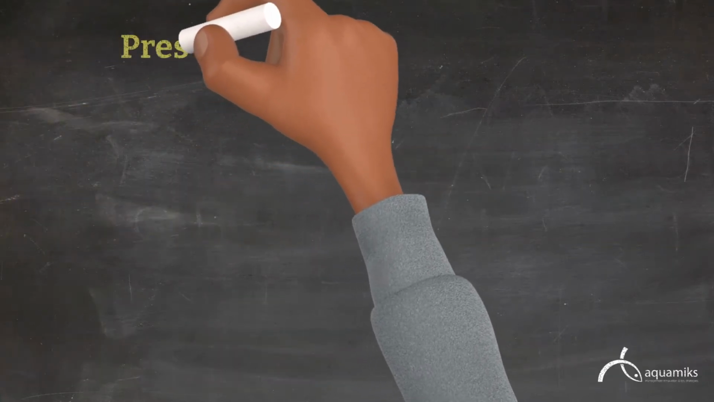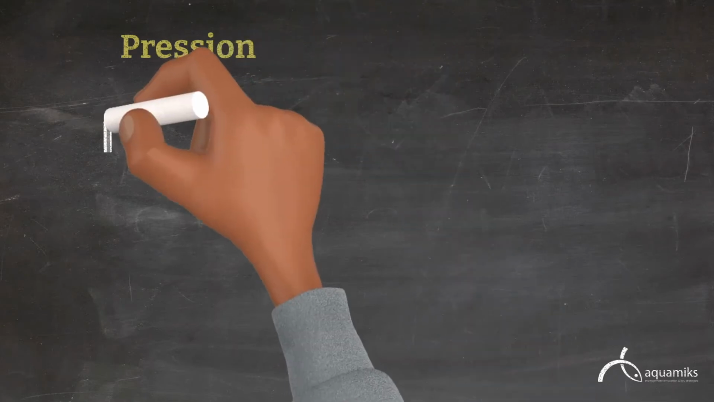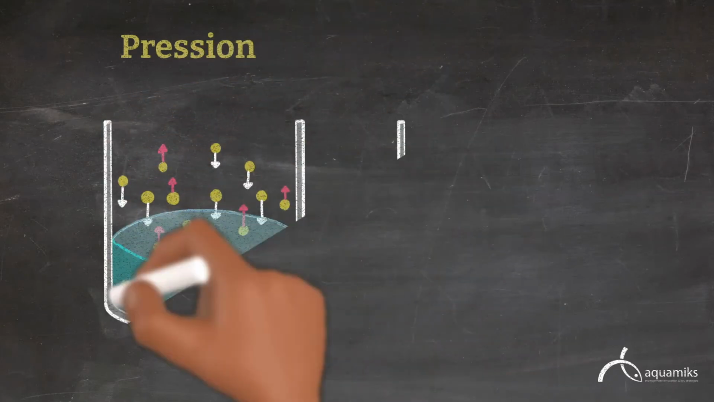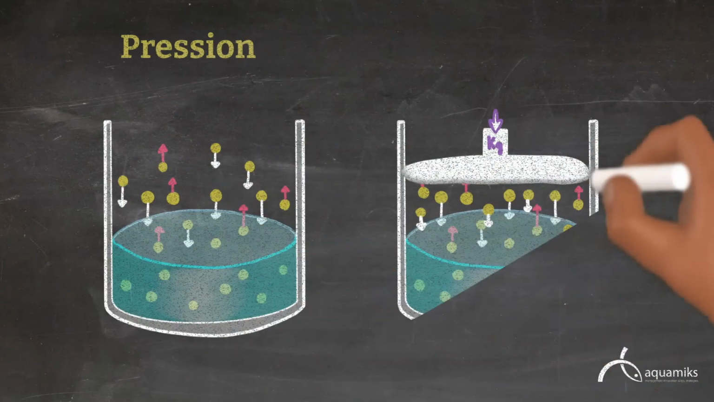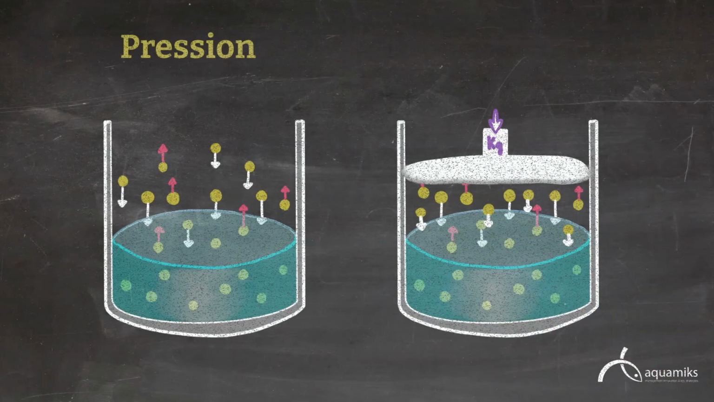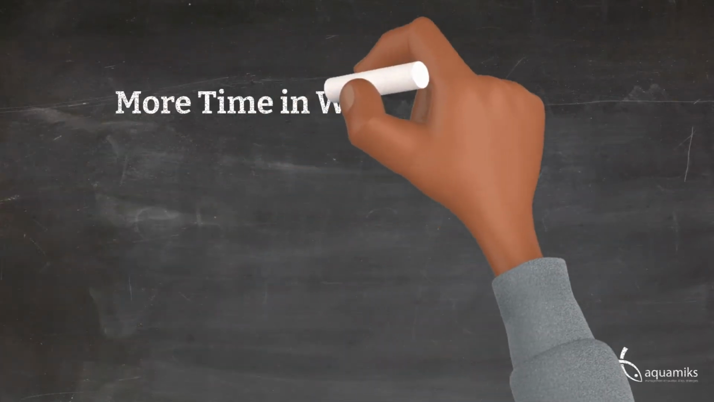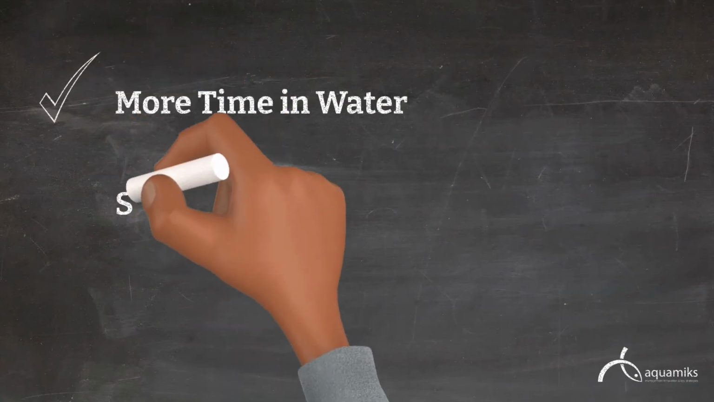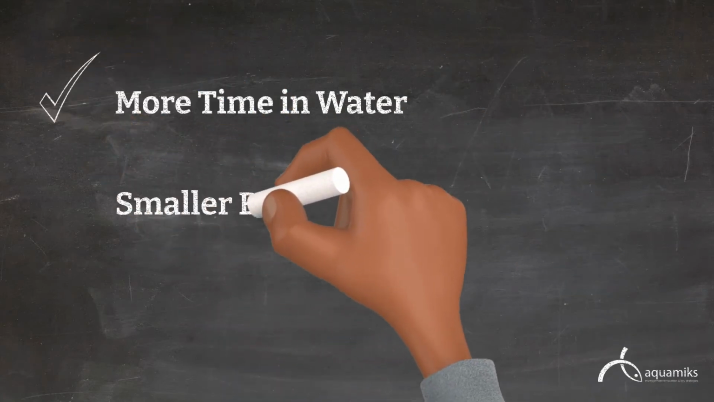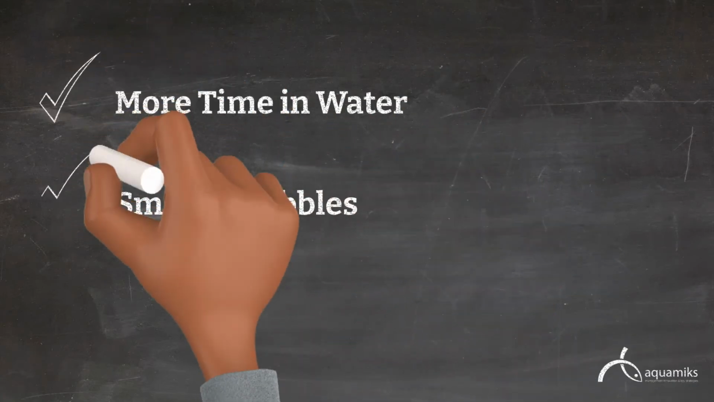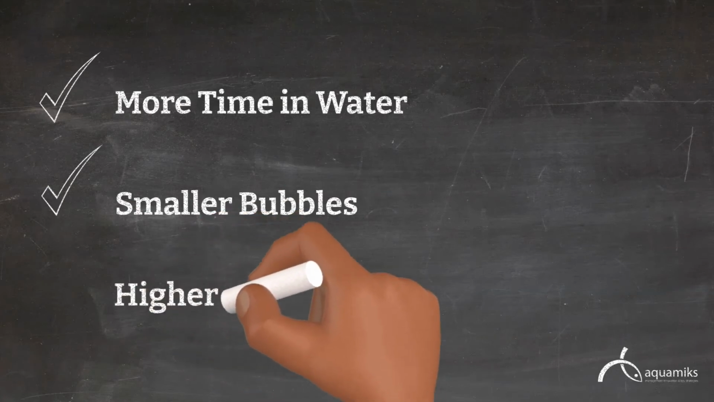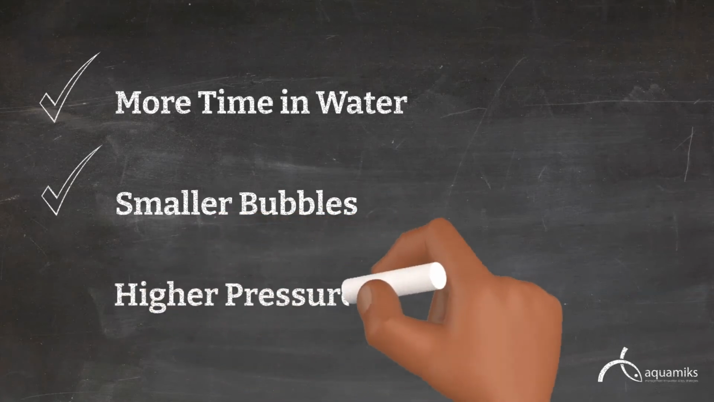Pressure. As you increase the pressure of a gas, the collision frequency increases, and thus the solubility goes up. As you decrease the pressure, the solubility goes down. Shortly, the system that can keep the bubbles in water the longer is best. Tiny bubbles need to be preferred to large ones. A higher pressure needs to be chosen over a lower one.